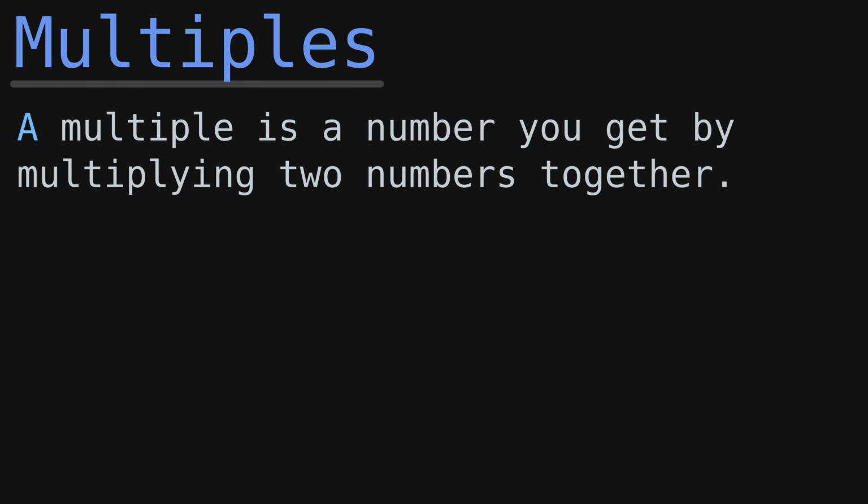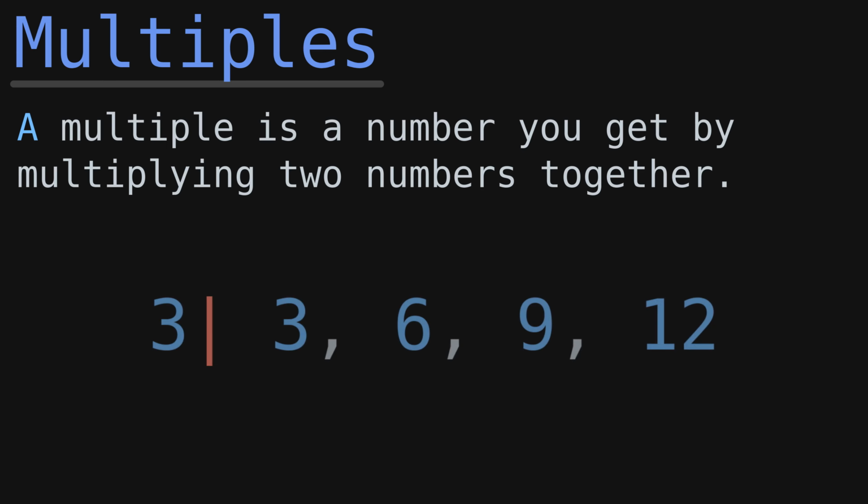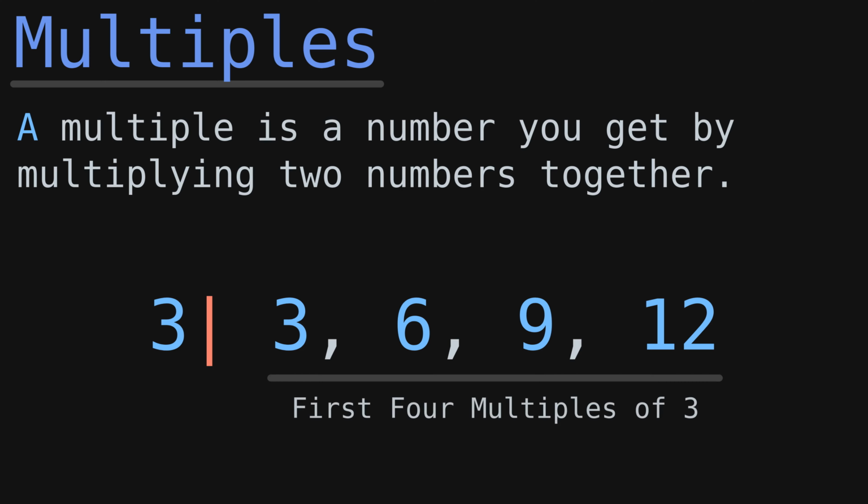A multiple is a number you get by multiplying two numbers together. For example, 12 is a multiple of both 3 and 4 because 3 times 4 is equal to 12. You may be asked to list the first four multiples of a number. If, for example, the number is 3, then you would write 3, 6, 9, and 12 because they are equal to 3 times 1, 3 times 2, 3 times 3, and so on.